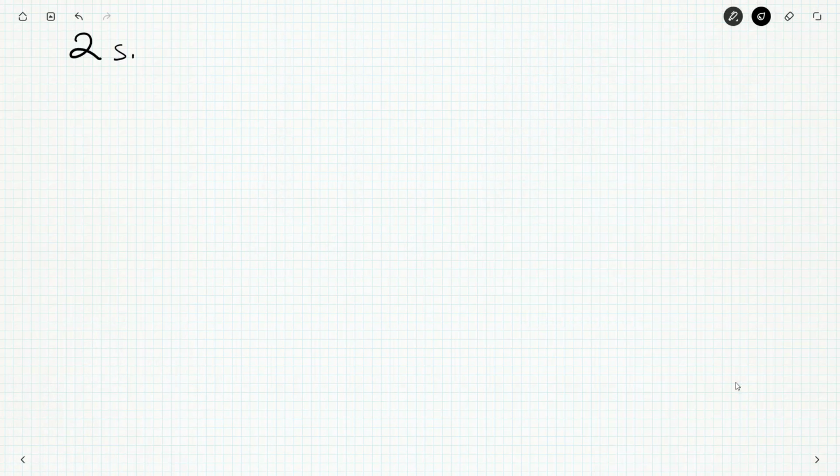So, 2 sine squared x plus cos squared x is 25 over 16. All right.